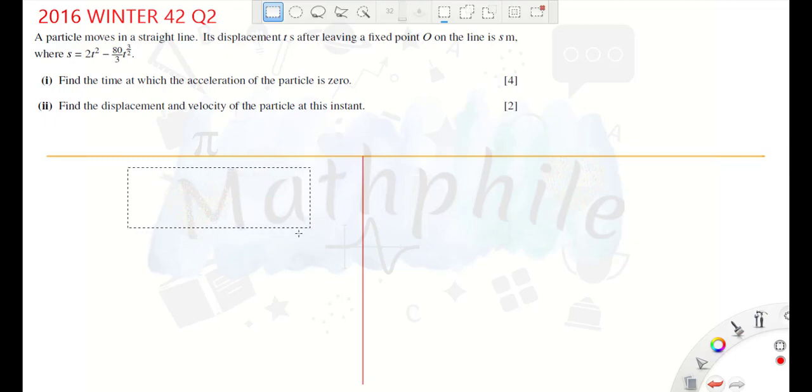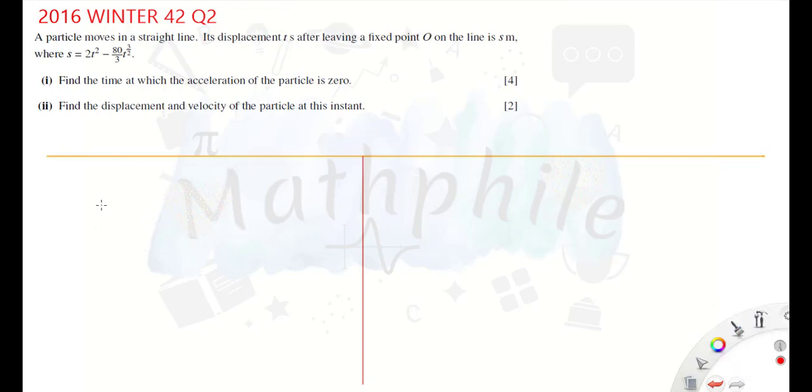Okay, I got t as 25. Yes. Okay, so let's solve for t together and let's see if you are correct. Like I said, you differentiate a displacement function, you get a velocity function. You differentiate the velocity function, you get acceleration. So the displacement function was given as 2t squared minus 80 over 3 t raised to the power 3 over 2.